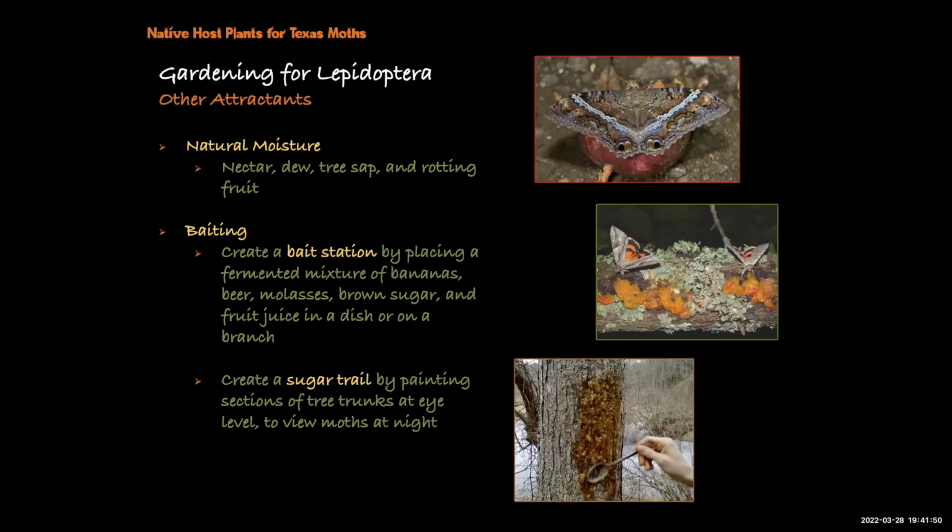A couple of other things to think about when you have a garden for moths and for butterflies is make sure you have some natural moisture. You get that from nectar, but also from dew, from tree sap, and even rotting fruit. This top picture here is a picture of a female black witch moth, and it's nectaring on a fallen persimmon fruit. You can also bait to attract moths to see what kind of moths or butterflies are around in your garden. And you create what's called bait stations.